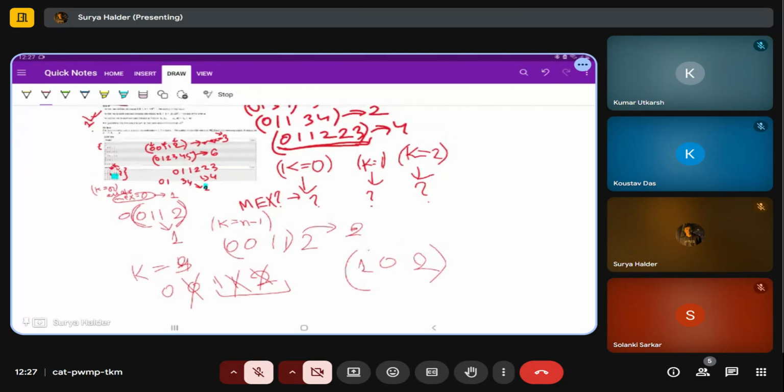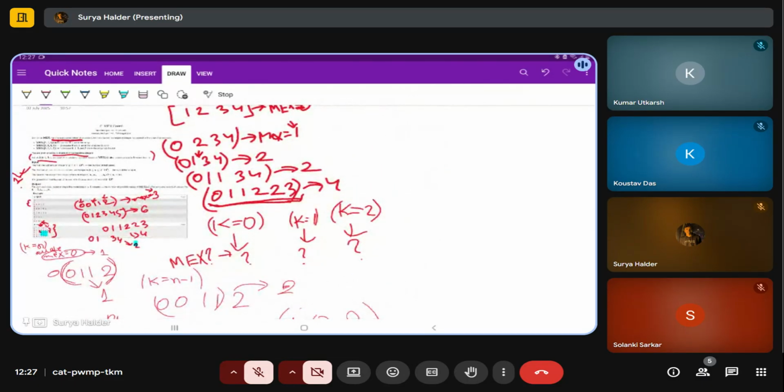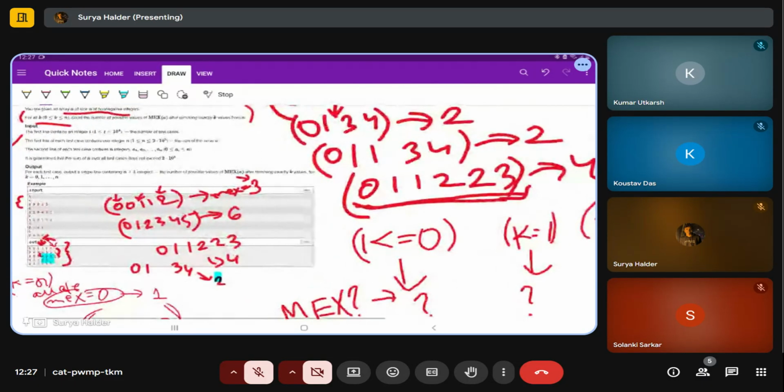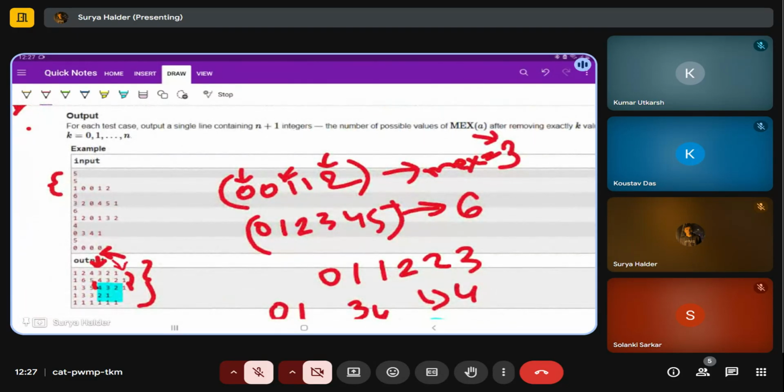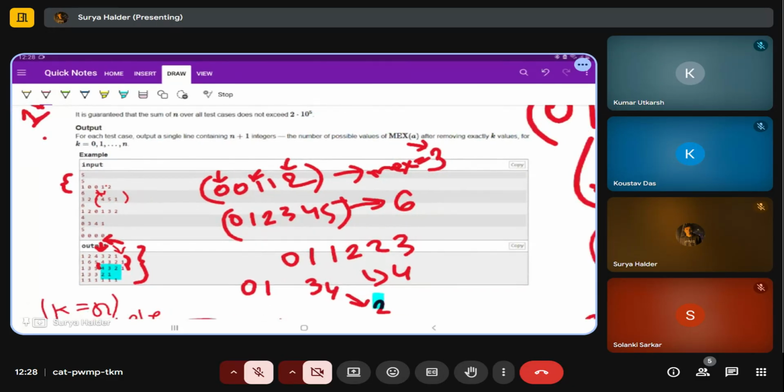Correct? So for every possible element, like in this case, 4 was the max value. So when it was at 4, then I was considering the entire array, and then I was telling that the max is 4.